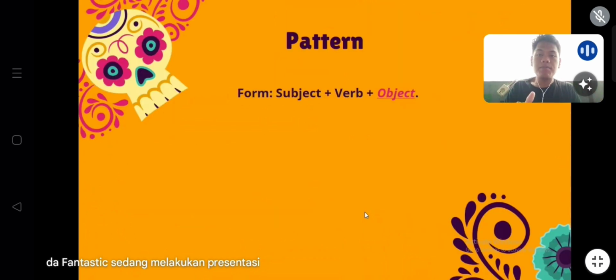Here's the pattern. We got a subject, verb, and object. Whether you want to add the object or not depends on you and the verb. For example, when you want to say "take", you need to take something, isn't it? You need to put an object. But except for verbs like "buy", you don't need to put the object.